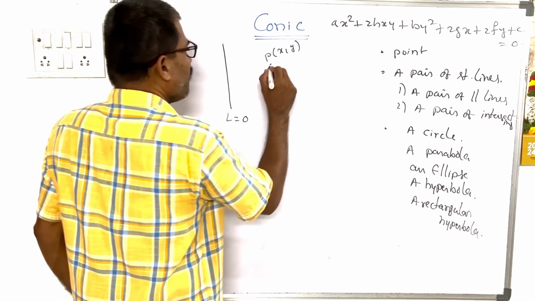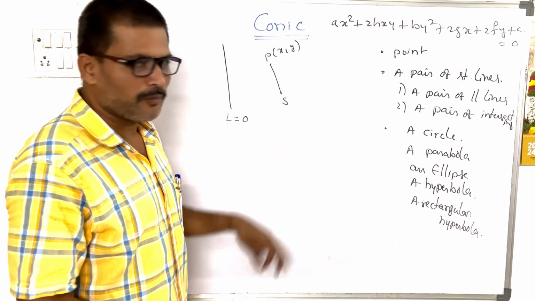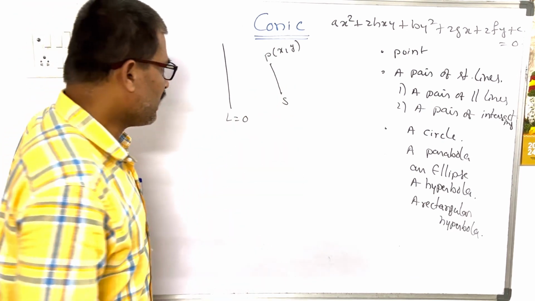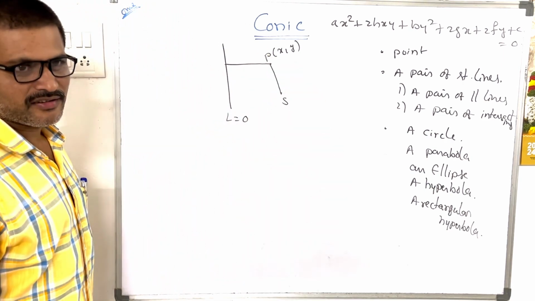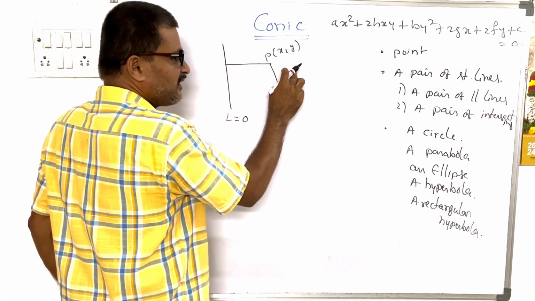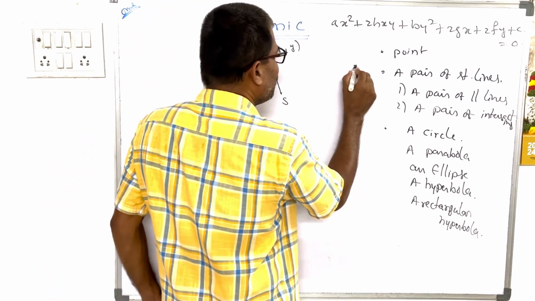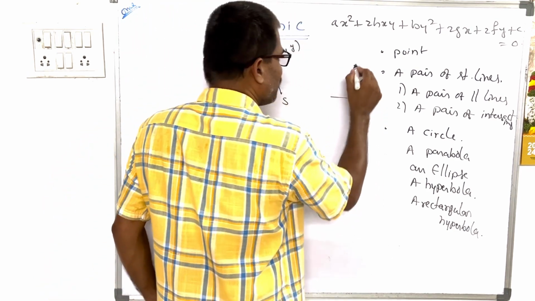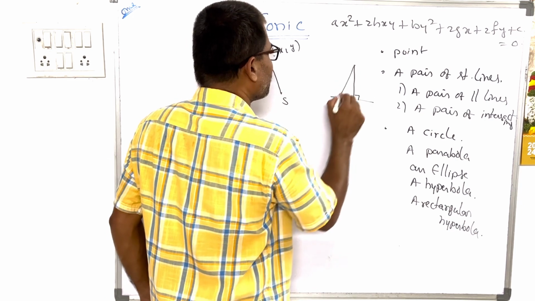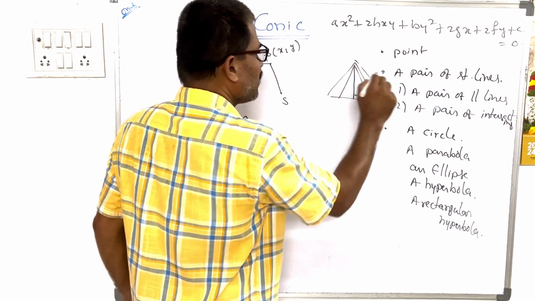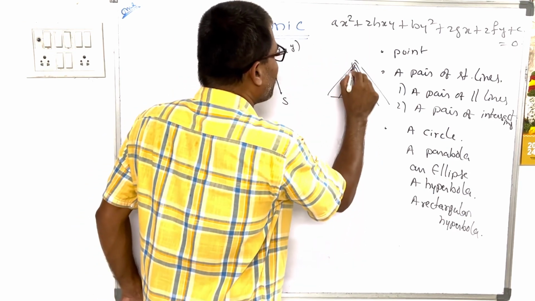Now here we measure the distance between the variable point P and the fixed point S. And also we take the perpendicular distance, the distance from the point to the line. There are so many distances, but the shortest distance from the point to the line is only the perpendicular distance, not the non-perpendicular distances.